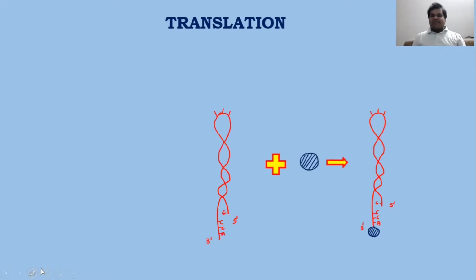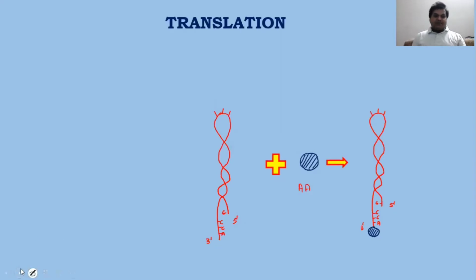The first step is loading of tRNA. See, this is a tRNA, which we also call transfer RNA. It is getting added with the amino acids. A specific tRNA binds to a specific amino acid at its 3' end, with the help of the enzyme aminoacyl synthetase. Now you will find that tRNA with amino acid, we call it loading. This process requires energy, which is provided by ATP.